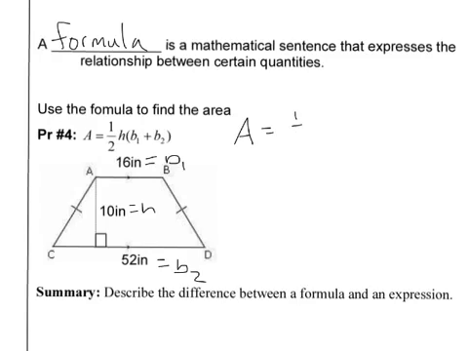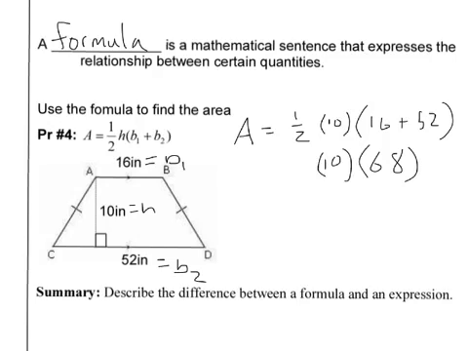Area equals 1/2 times my height. Well, my height is 10 inches, but we'll put that in later, times my base 1, which is 16, plus my base 2, which is 52. 16 plus 52 is 68. So we had to do what's in those parentheses first. 1/2 times 10 is 5. And we have 5 times 68. 5 times 68, let's see if I can do this in my head. 5 times 8 is 40. And 5 times 60 is 300. So this is 340.